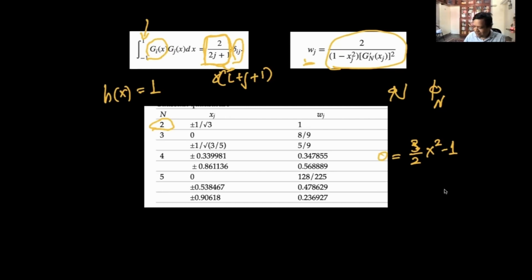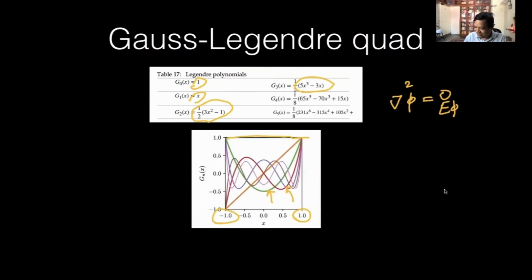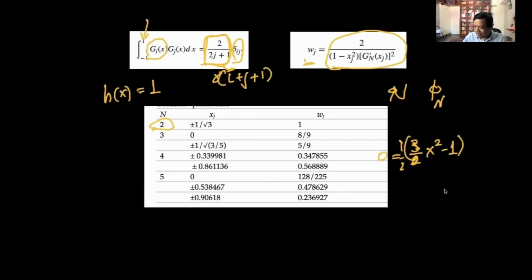No, I think I made a mistake. So the half is outside. Let's see what it is. Yeah, so 3x squared minus 1, all of it divided by 2. Okay, so this gives us x equal to 1 by root 3 and minus 1 by root 3, so plus minus. Xj is plus minus 1 by root 3. These are the roots of G2. And the weight we can just substitute in the formula, and you'll get 1. You can test it out, it just works like that.